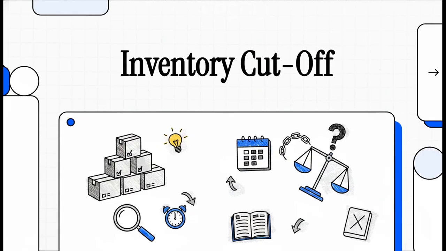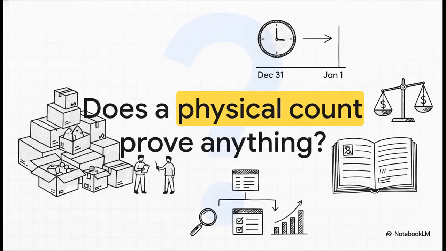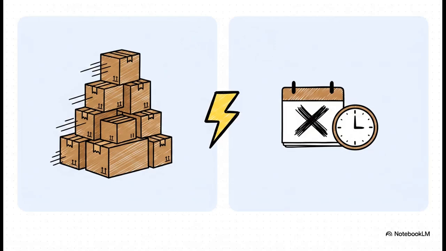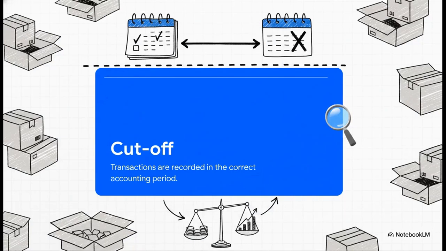Welcome to the explainer. So why might a perfectly executed physical inventory count actually be totally useless? You counted every single box, right? But does that actually mean your financial statements are accurate? Nope. Physically seeing a box means literally nothing if late deliveries hit the wrong financial period. Enter the magic of cutoff. It's what bridges the gap between physical reality and financial accuracy.